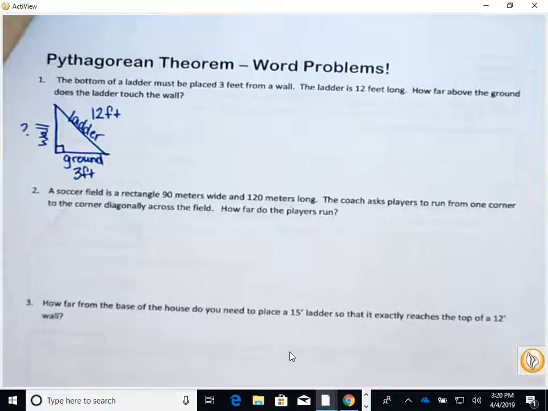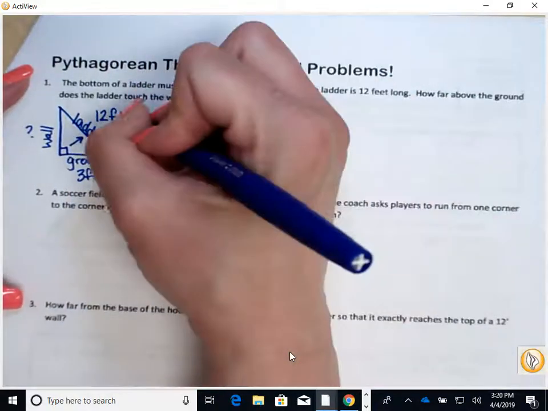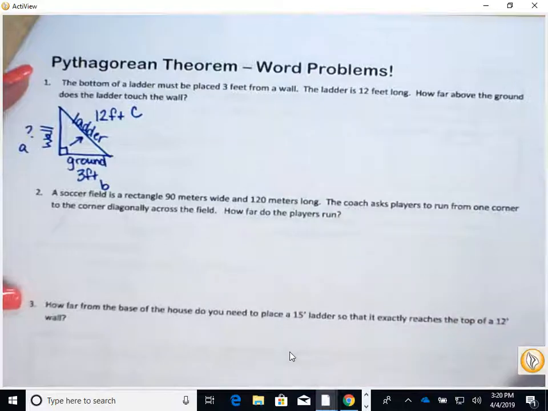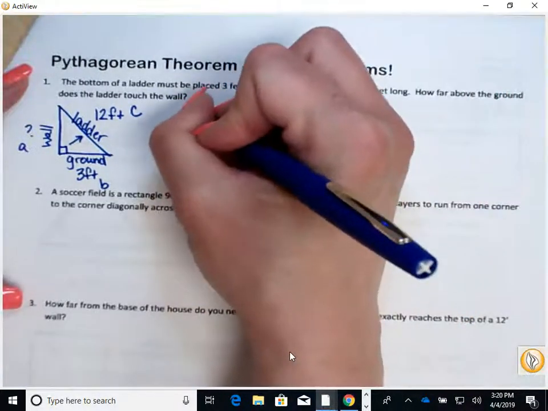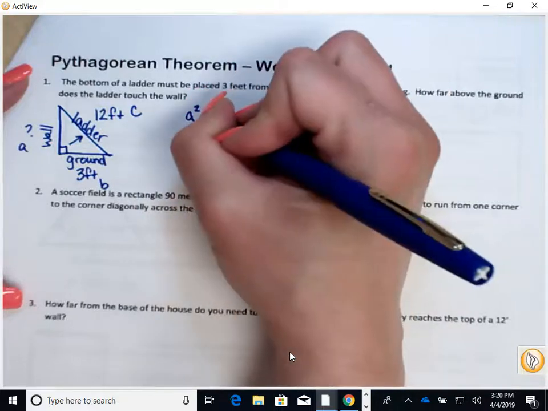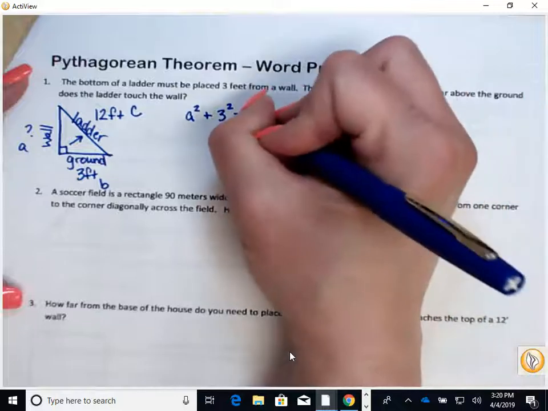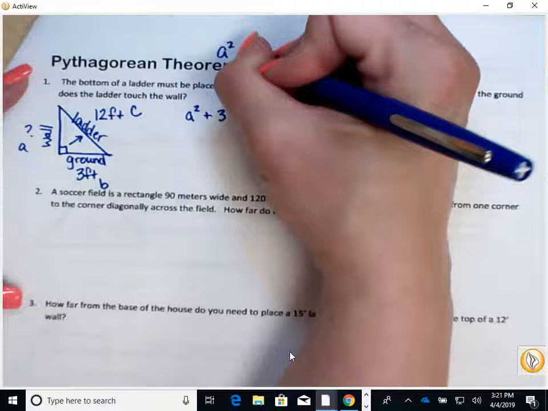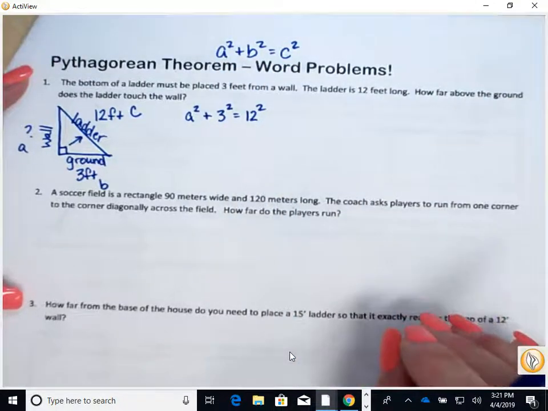Okay, so we've got a right triangle here because where the ground meets the wall is always a 90-degree angle. And find your C side. Label your other sides, your A and your B side, and then use the Pythagorean theorem to find your missing side. So the side I'm missing, the way I labeled it, is my A side. So it's A squared plus B squared, which is 3. So 3 squared is equal to C squared, which was 12. So 12 squared. I'll put that formula up here again. And you'll hear me say it a billion times over this year. A squared plus B squared equals C squared.